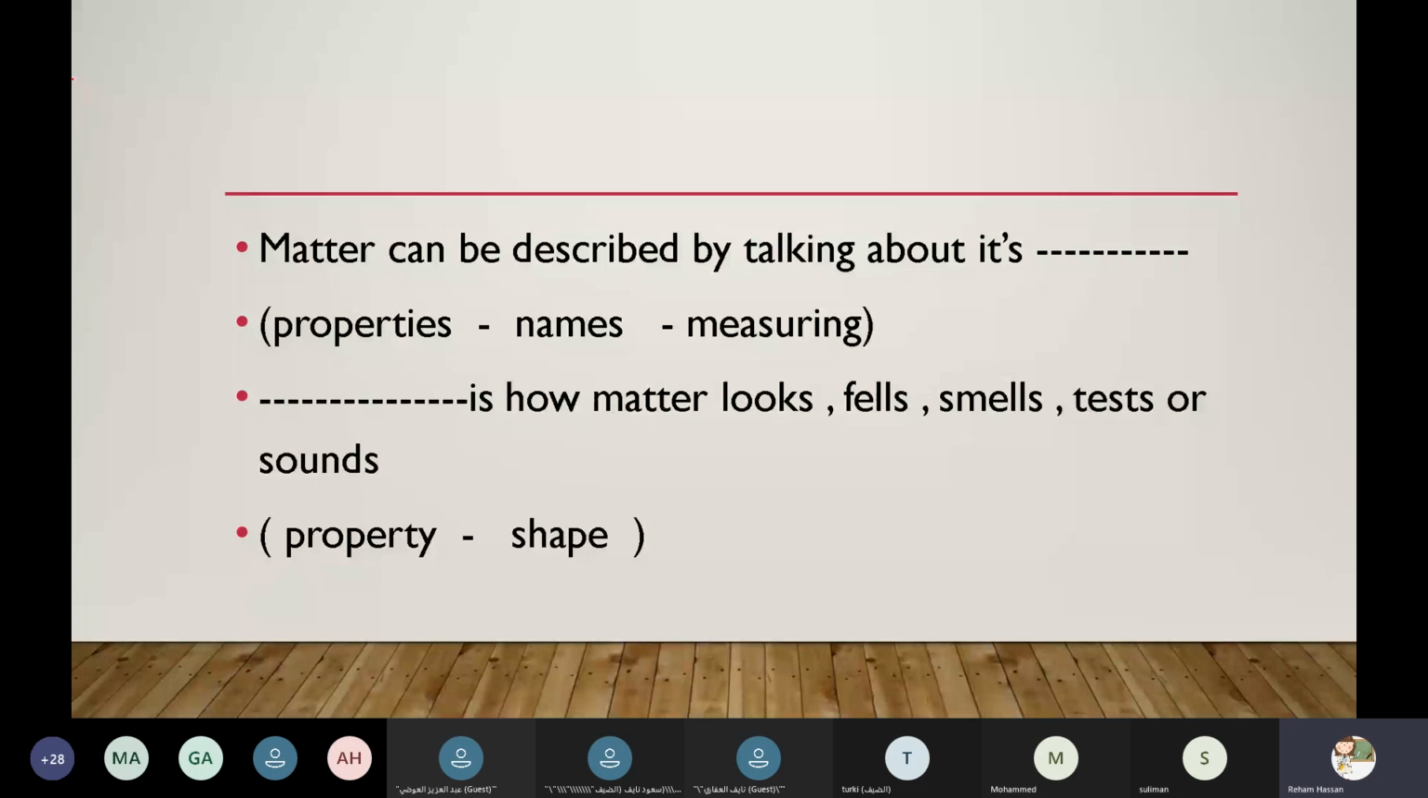Yes, Sultan. So Sultan, the matter can be described by talking about its. Yes, honey. Matter can be described by talking about its properties or its names or its measuring. How can we describe the matter? By talking about its properties or names or measuring.